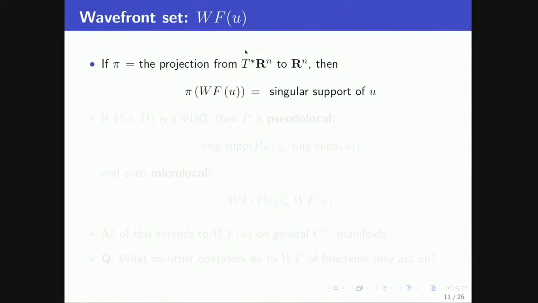Okay. So a few properties of the wavefront set. If you look at the projection from T star of Rn down to the spatial variable x, then the projection of the wavefront set can be shown to be the singular support of u. Right? So the singular support of u, just like the wavefront set, is a closed subset of Rn defined really by its complement, which is open, right? And they fit together exactly in this way.